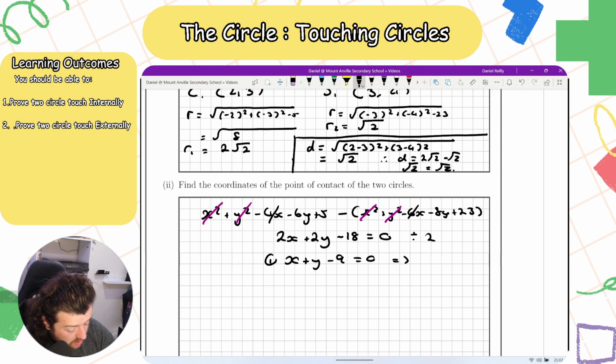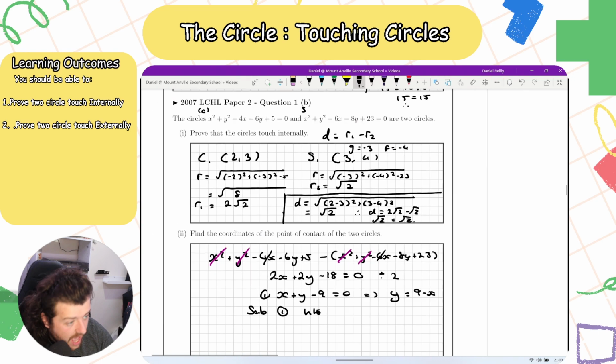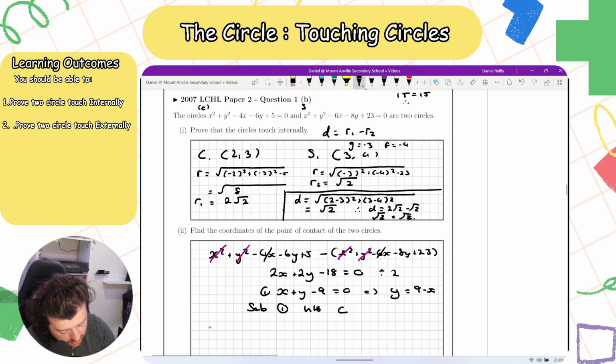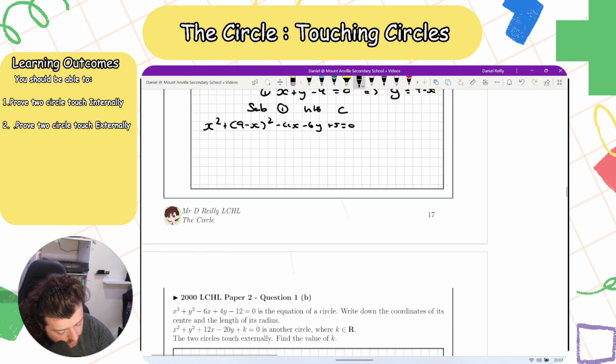Get x or y on its own. It doesn't really matter. Actually, I'll get y on its own. Why not? So y is equal to, bringing everything over to the left-hand side, 9 minus x. So sub this into one of my circles. I'm just going to sub it into circle C. So we have x squared plus (9 minus x) squared minus 4x minus 6y plus 5 equals 0.